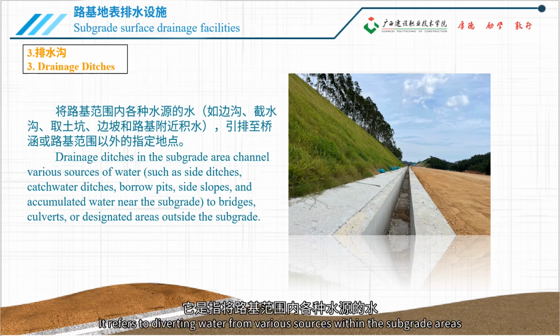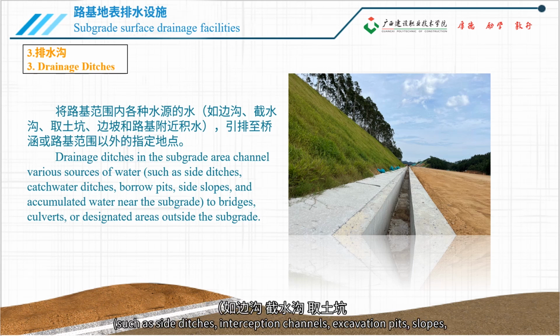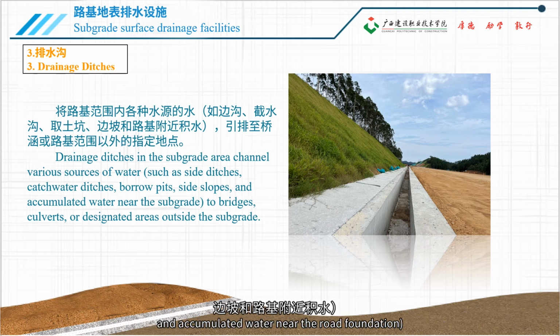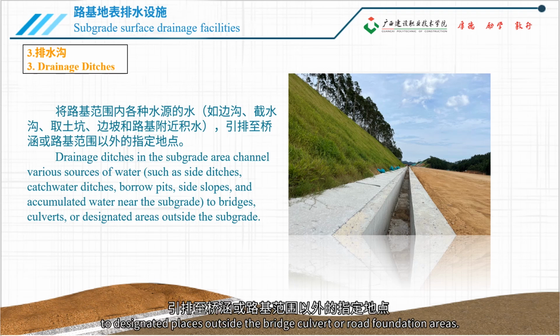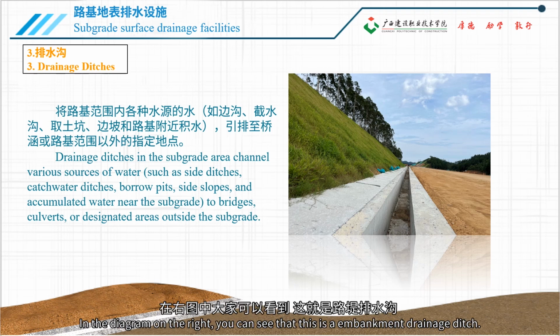It refers to diverting water from various sources within the subgrade areas, such as side ditches, interception channels, excavation pits, slopes, and accumulated water near the road foundation to designated places outside the bridge culvert or road foundation areas. In the diagram on the right, you can see that this is an embankment drainage ditch.